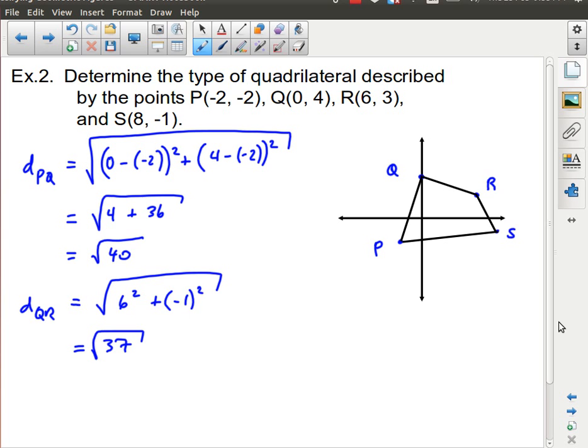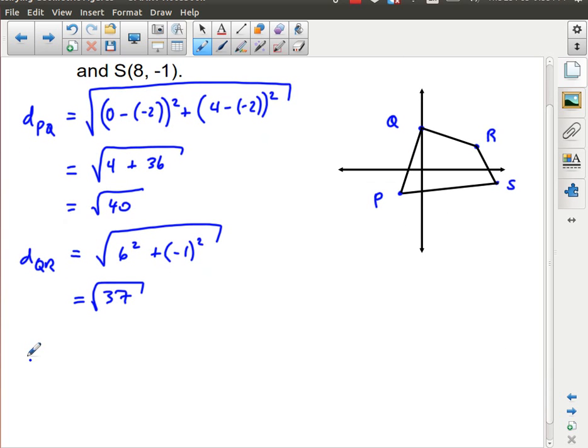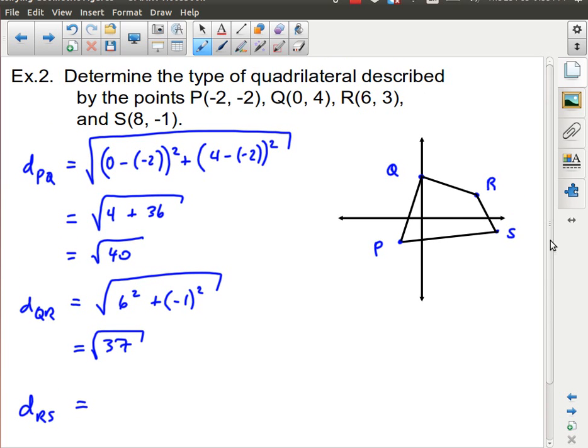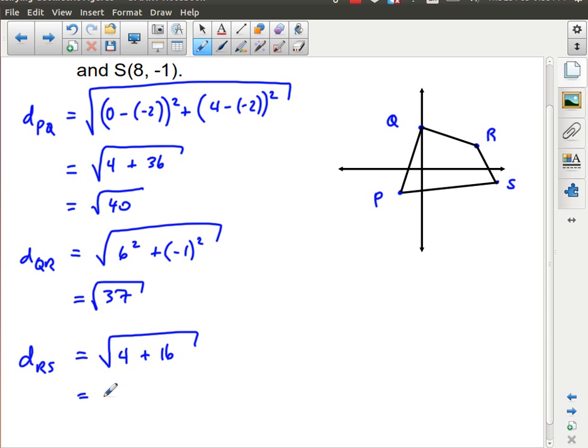The distance of, let's see, QR, so now we're going to do RS. What's the difference between the x-coordinates? Between 8 and 6 is a distance of 2, and 2 squared is 4. Between -1 and +3, that's a distance of 4, and 4 squared is equal to 16. So that is equal to the square root of 20.